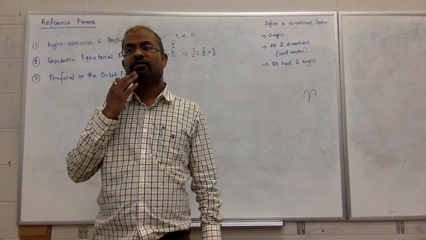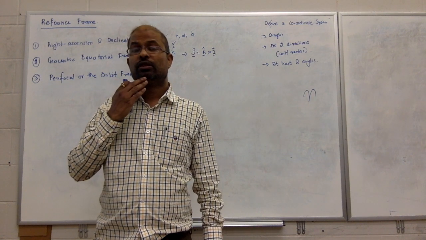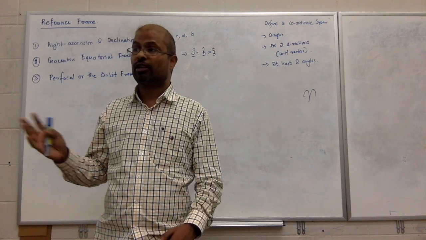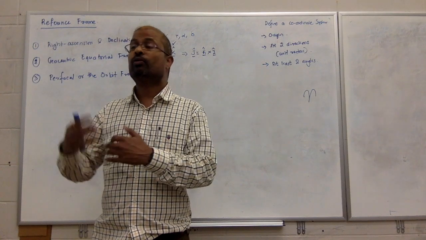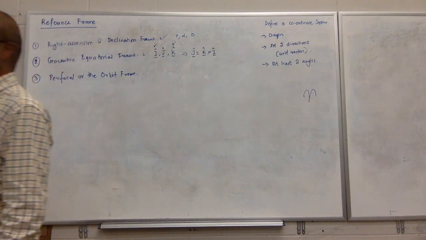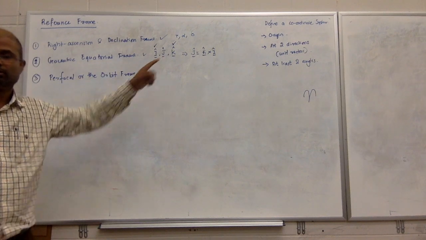We understand latitude and longitude very easily, so we use right ascension and declination quite a lot. But we cannot use that for math. So we move to something like the geocentric equatorial frame with these.